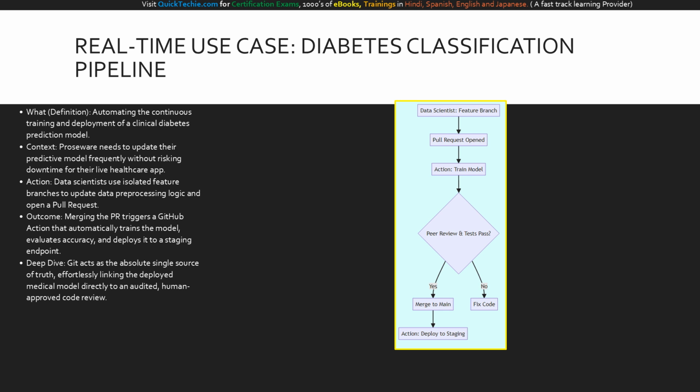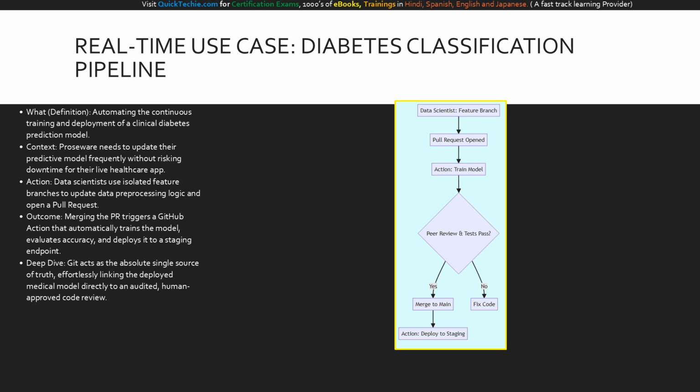They open a pull request, which triggers a GitHub action. This action trains the model and posts the new accuracy score. Because branch protection rules are active, a senior engineer must review the PR. Once approved and merged into the main branch, a final GitHub action automatically deploys the model to a staging endpoint. Git becomes the absolute single source of truth, seamlessly bridging human collaboration and automated ML operations.